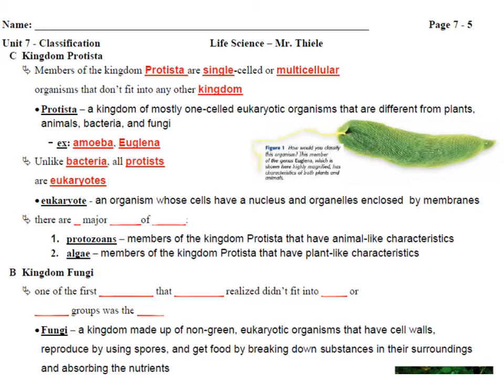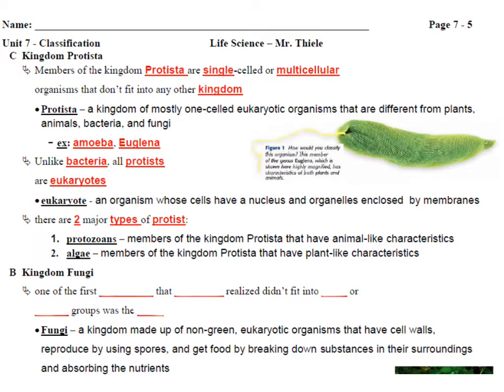Unlike bacteria, all protists are eukaryotes. What that means is that they have a nucleus in their cell. Even though most of them are single-celled, like bacteria, the primary difference between the organisms in the kingdom Protista and bacteria is that they have a nucleus and membrane-bound organelles in their cells. So they're eukaryotes, organisms whose cells have a nucleus and organelles enclosed by membranes. In looking at the kingdom Protista, there are two major types of protists: protozoans and algae.